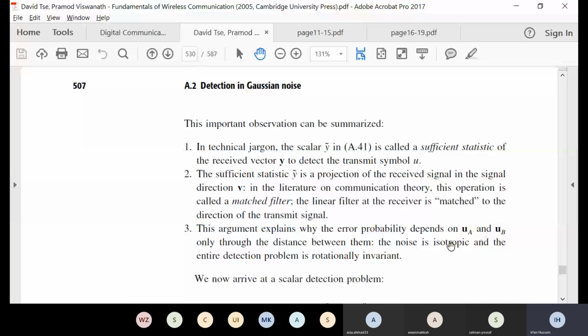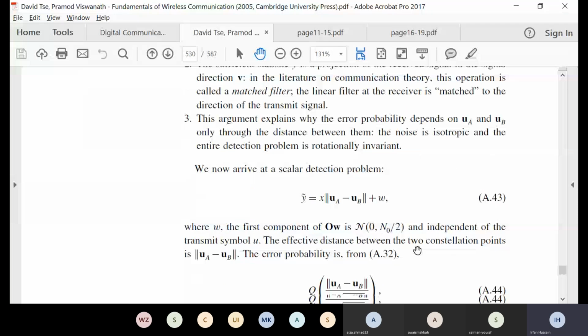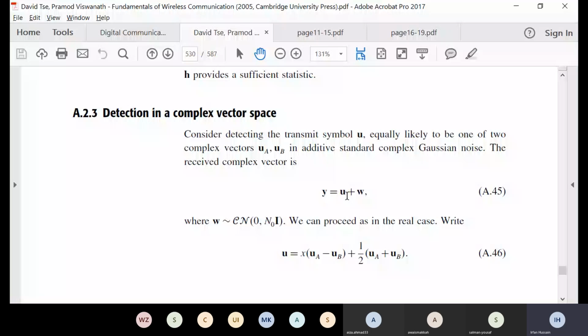Now, based on this, we can develop our projection in a complex vector space. No problem. Again, we have this problem where u could be ua, ub same as before, but ua, ub are now complex, and w becomes a complex Gaussian noise vector. Again, I can represent it like this, where x is equal to plus half or minus half, and I can get ua, ub. Again, I form my v vector as previously, knowing that it is complex, no problem.